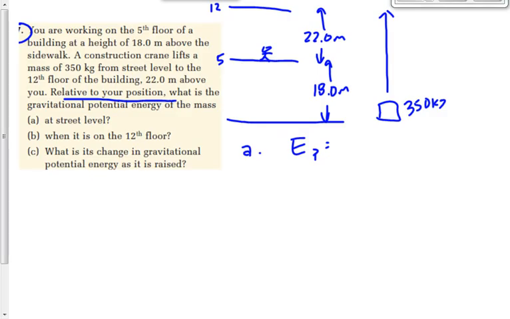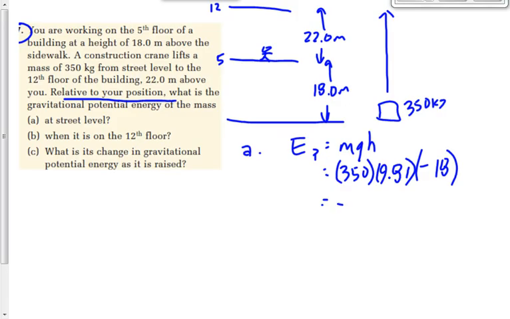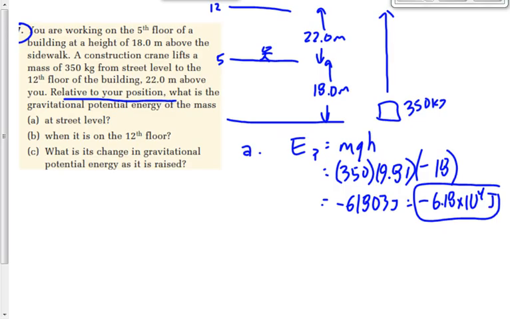So we're going to say it's m times g times h, which is 350 times 9.81. We always make it positive 9.81 in these energy questions, times the height of? Not negative 12, it's going to be negative 18 meters. What do we get for that? Negative 61,803 joules. Or we're going to say negative 6.18 times 10 to the 4 joules. So what is this whole idea about a negative potential energy? It just means that, go ahead.